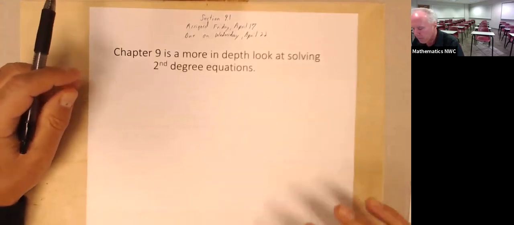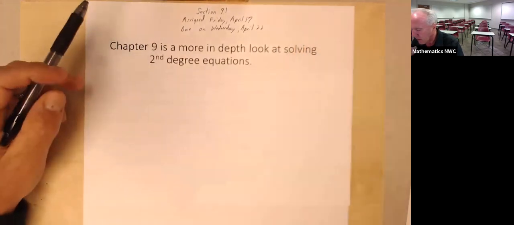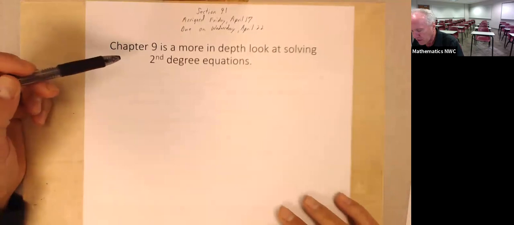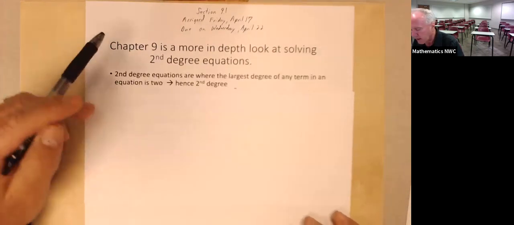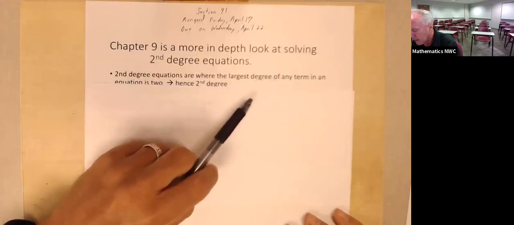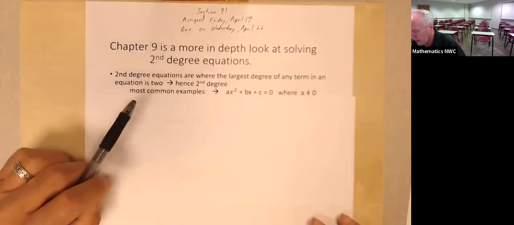Chapter 9 is a more in-depth look at solving second-degree equations. Let's make sure we understand what second-degree equations are about. Second-degree equations are where the largest degree of any term in the equation is 2. Hence, we call it second degree.